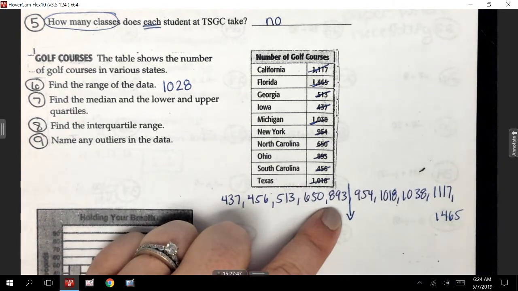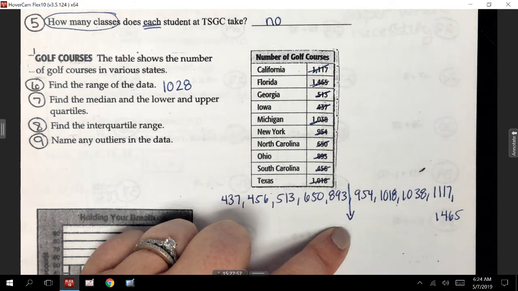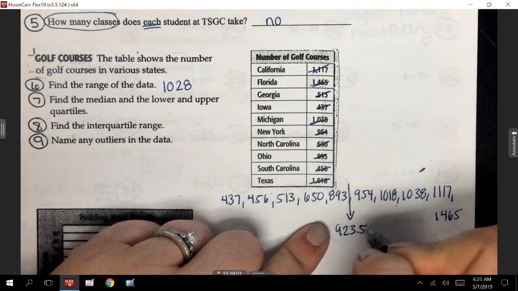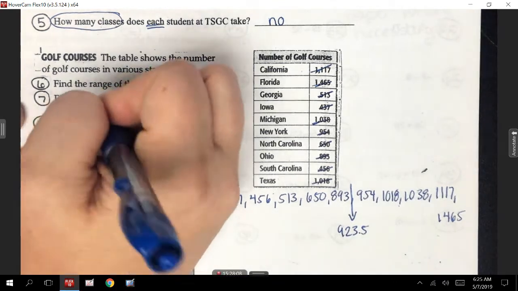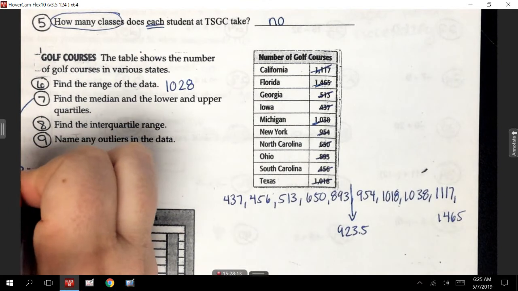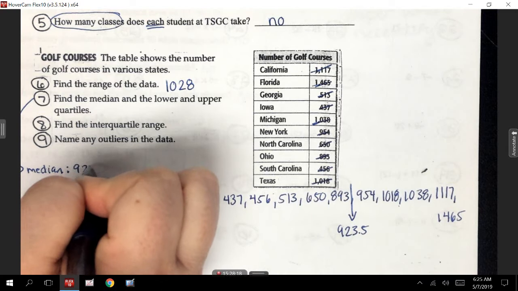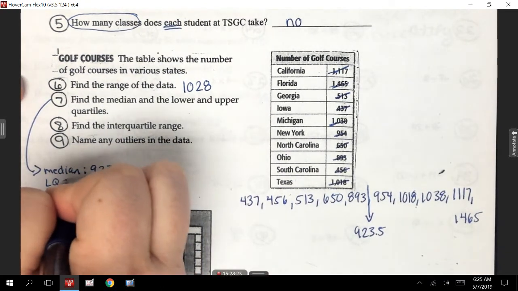So for my median, I'm going to add them up. 893 plus 954. That gives me 1,847. That's not in the middle because we still have to divide that by 2. So now you add them and divide by 2, which gives me 923.5. And I'm just writing that down to make sure that is in the middle of those 2 numbers to make sure it makes sense. So my median is 923.5.